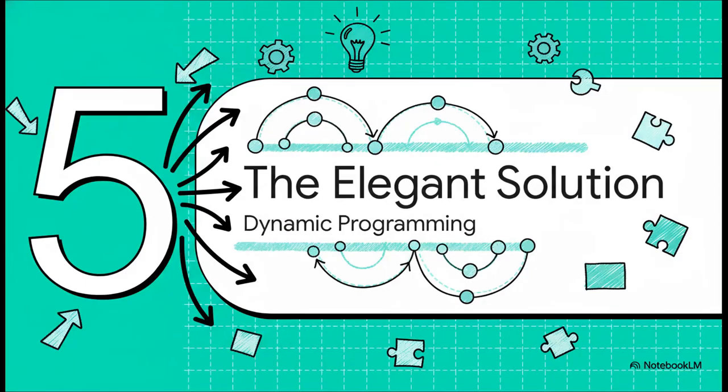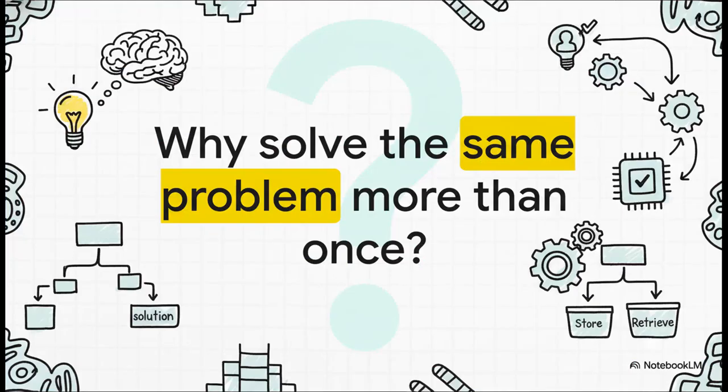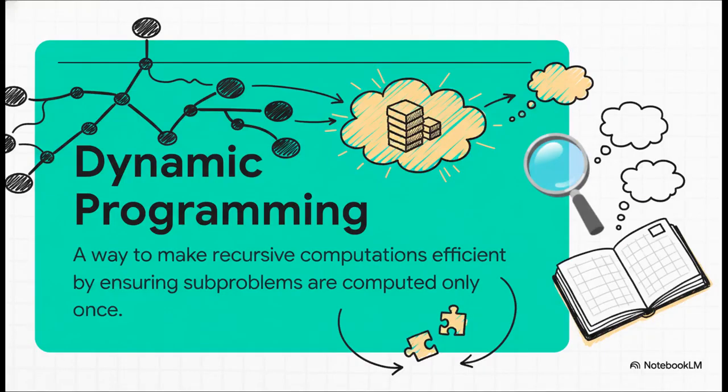Okay, so if doing the same calculation over and over is the big problem, what's the solution? Thankfully, there is an incredibly elegant and, frankly, powerful way to fix this. It really all comes down to one simple, powerful question. Why would you ever solve the same problem twice? It just doesn't make sense. If you've already figured something out, you should just remember the answer. And that's the solution. It's a famous technique in computer science called dynamic programming.